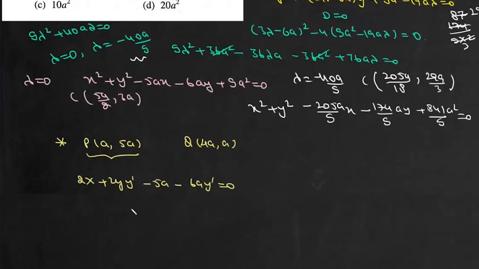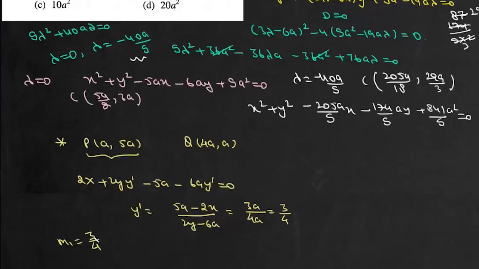So here y' will be (5a minus 2x) upon (2y minus 6a). Now here x is a and y is 5a. So it will be this 3a and this is 4a. So the value of m1 is 3 by 4.